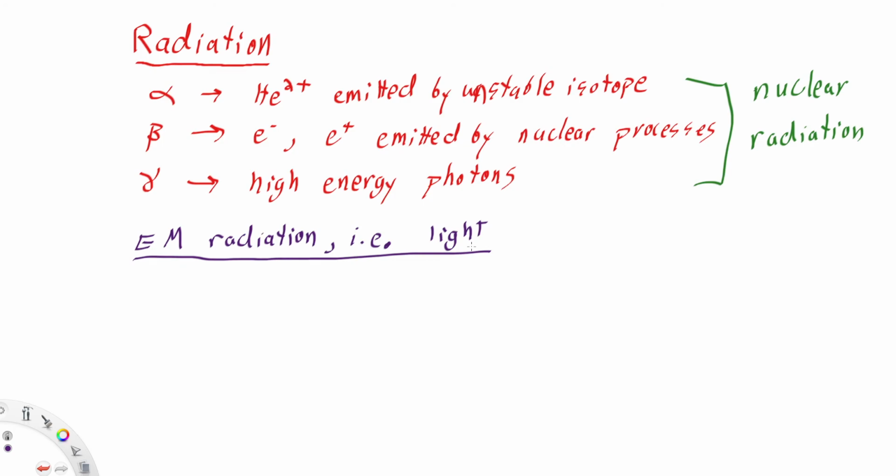So from a physicist's point of view, all light is a kind of radiation. And all the way from radio waves to infrared light to visible light to ultraviolet light to X-rays and gamma rays, it's all photons, and we consider all of it to be radiation.